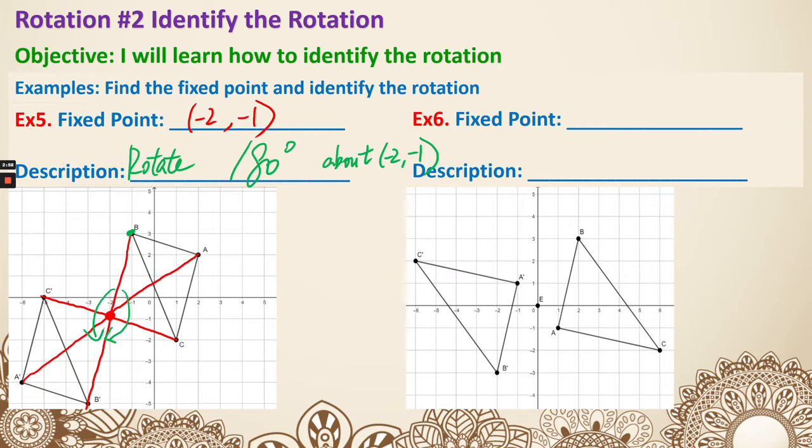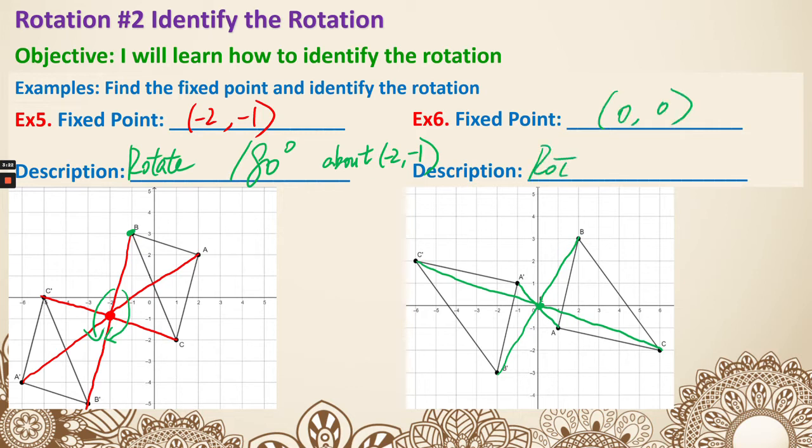So here's Example 6. Let's do the same thing. Connect A and A prime. Connect B and B prime. Connect C and C prime. You should be able to see they are all going through this point right here, which is the origin, and that is 0, 0.